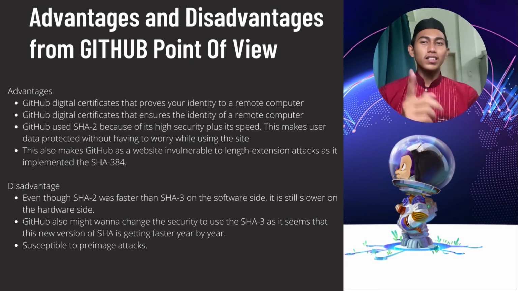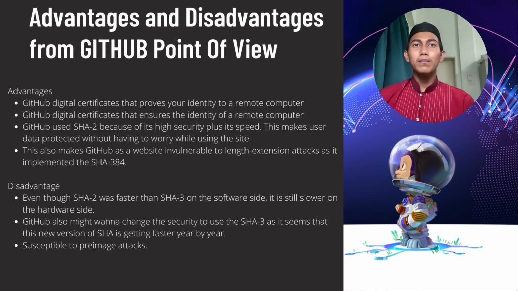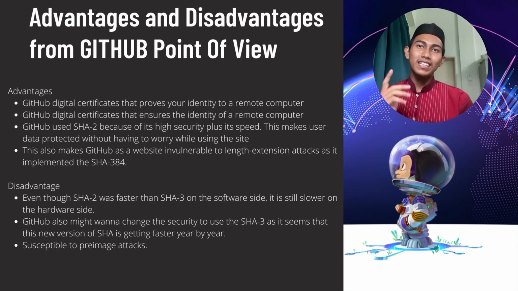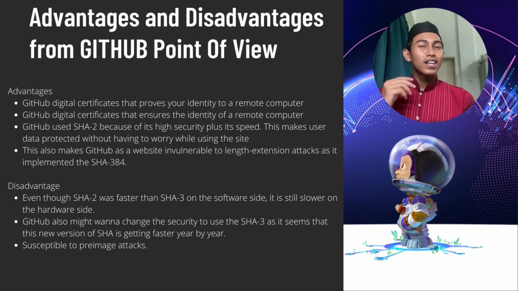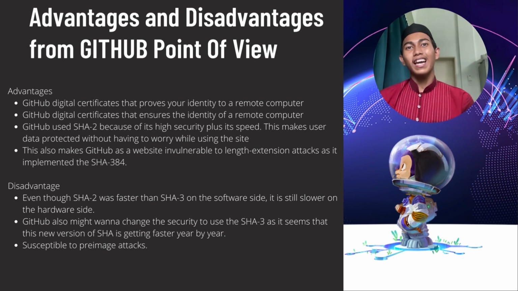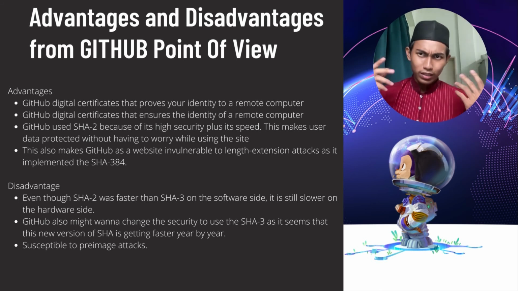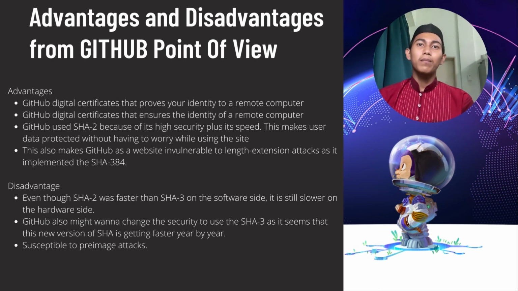What are the advantages and disadvantages from GitHub's point of view? Advantages. First, GitHub's digital certificate proves your identity to a remote computer. Second, GitHub's digital certificate ensures the identity of a remote computer. GitHub uses SHA-2 because of its high security plus its speed. This keeps user data protected without having to worry while using this site. This also makes GitHub as a website invulnerable to length extension attacks, as it implements SHA-384.